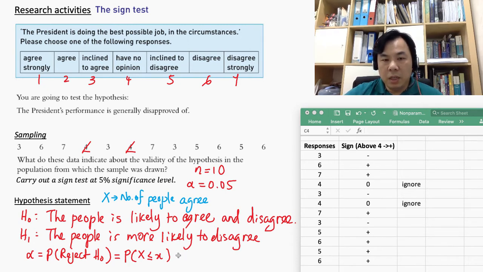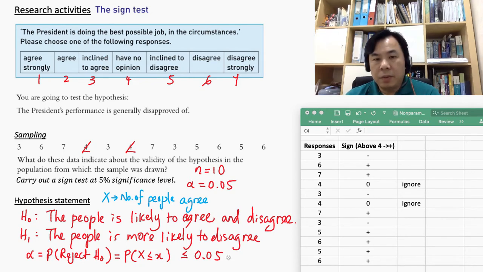So this is our key probability, and this probability must be less than or equal to 0.05 for us to be able to reject the null hypothesis. And then this criterion will be our guideline to find out the critical region later on, right? So I hope you are clear with how the hypothesis statement has been set up, what X represents, and where the critical region is that we are interested to identify in this case, right?